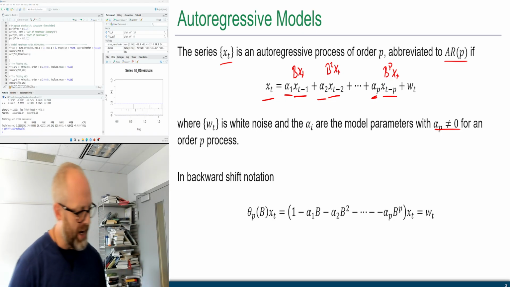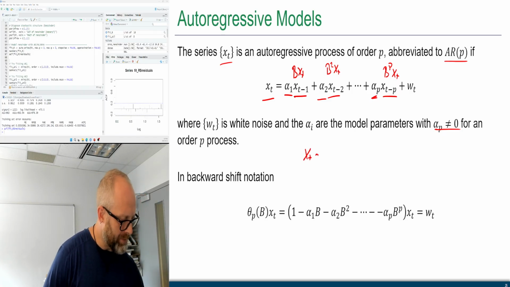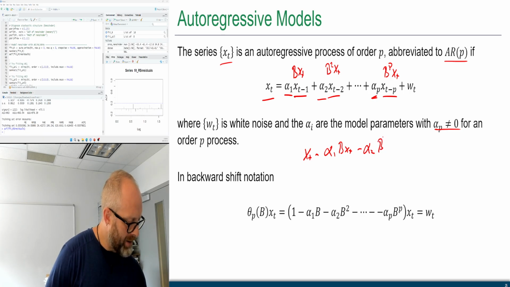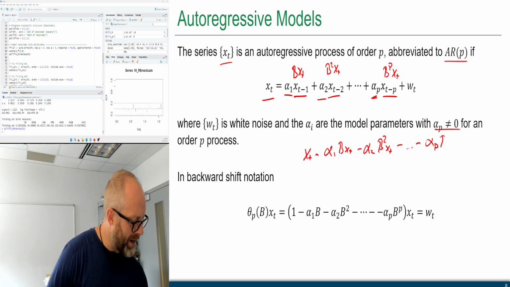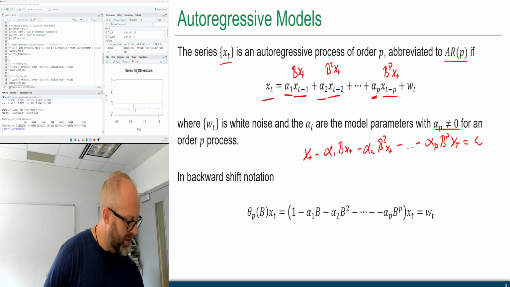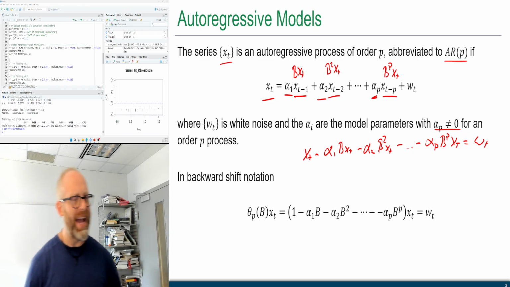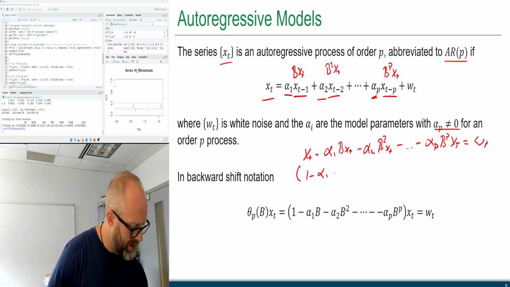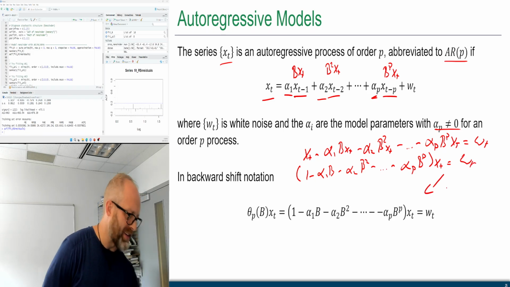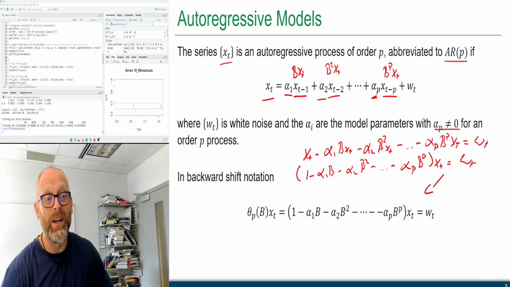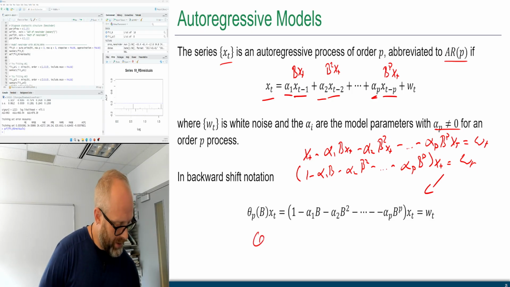So I can rewrite all of this in terms of my x's. I can bring them all to the other side. So this would be x sub t minus alpha 1 b x sub t minus alpha 2 b squared x sub t, minus, all the way to minus alpha p b^p x sub t, and this would be equal to w sub t. And now I can factor out the x sub t for each one of these, which would just leave me with 1 minus alpha 1 b minus alpha 2 b squared, minus, all the way to minus alpha p b^p, times x sub t, and that's w sub t, which is what I have exactly right here.